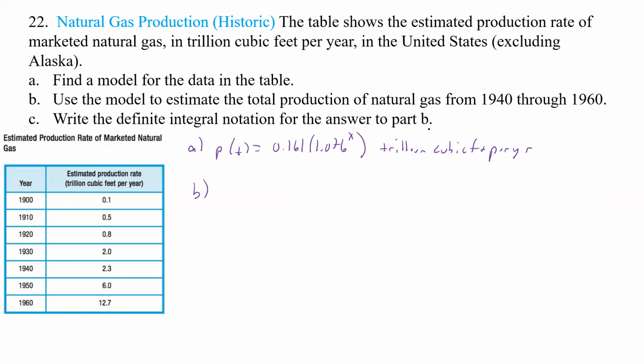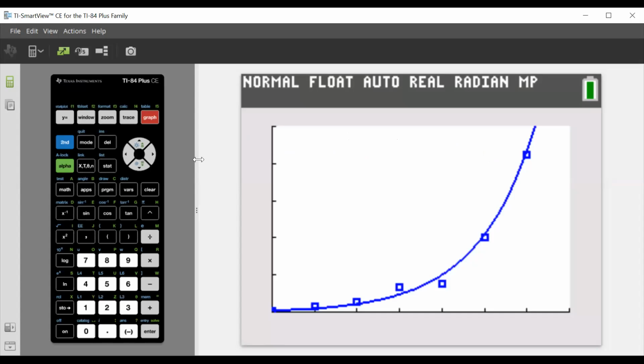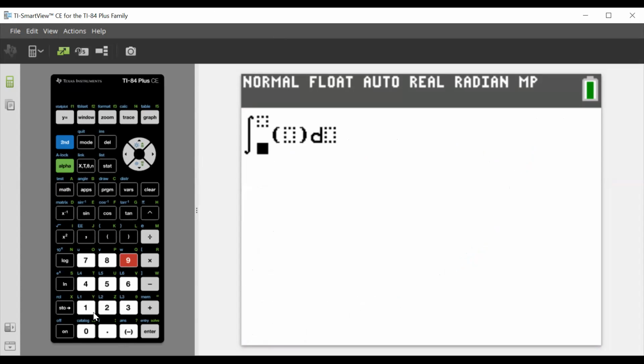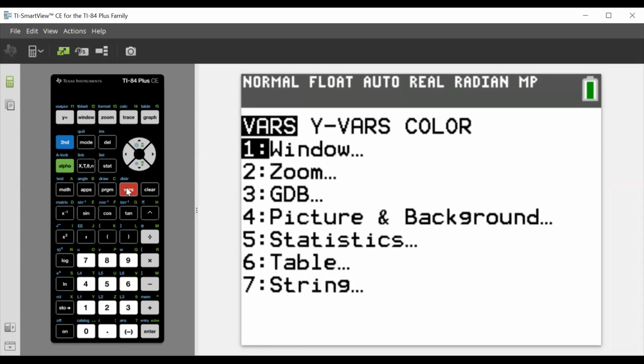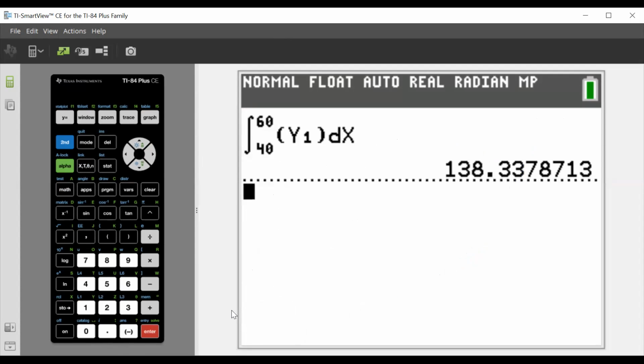B, use the model to estimate the total production of natural gas from 1940 to 1960. Well, if we look, it was all above our axis. So from 1940 to 1960, we can just do the integral. The easy way: we're going from 1940 to 1960, and since we already put in y1, we can put vars, then 1, 1, and then our x, and this should give us our value. So 138.338.